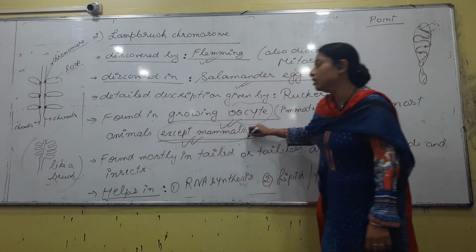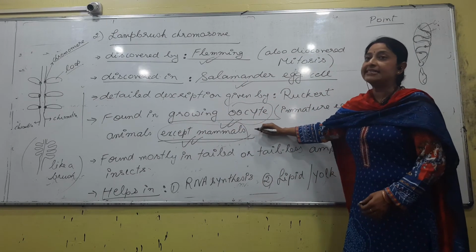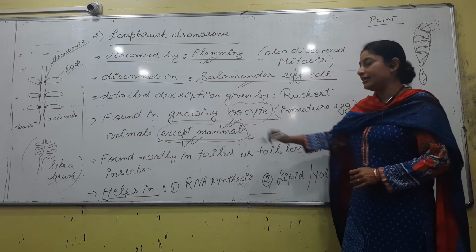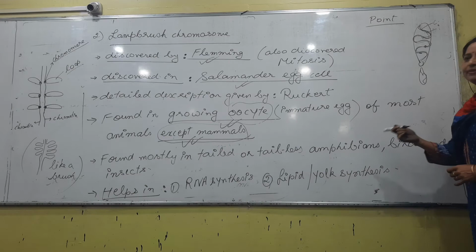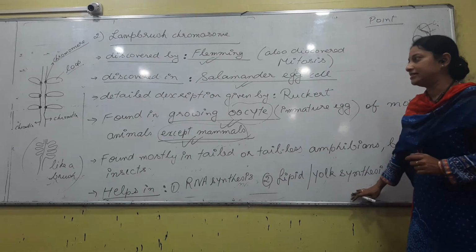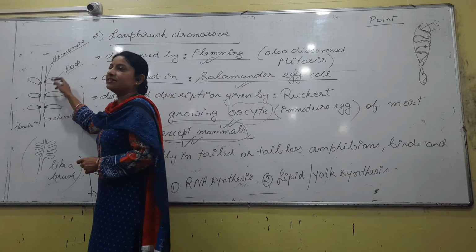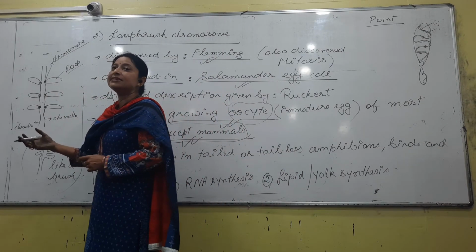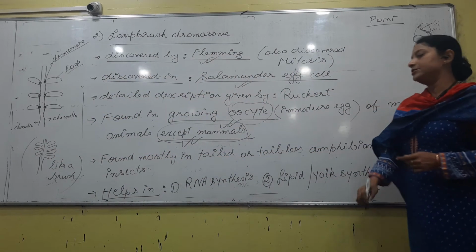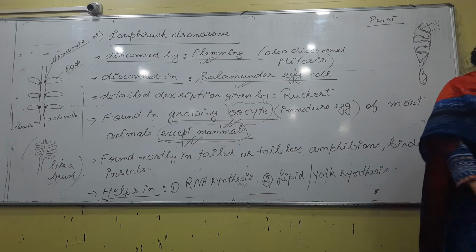Next, very important: eggs are found in mammals also, but lampbrush chromosomes are not found in mammals. They are found in amphibians, birds, insects, etc., and they help in RNA synthesis and lipid synthesis. RNA synthesis will be there because the area has increased, so obviously there is more DNA, and if DNA is more, RNA synthesis will be more. They also help in the formation of lipids and fats. Now, where are they seen?